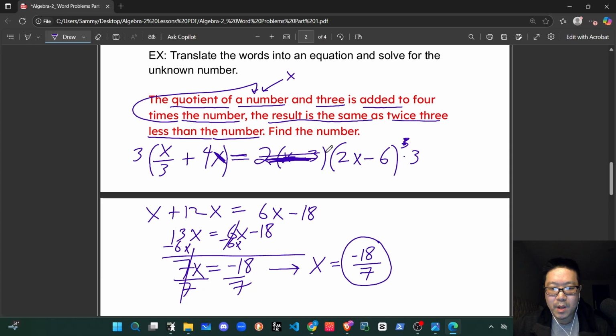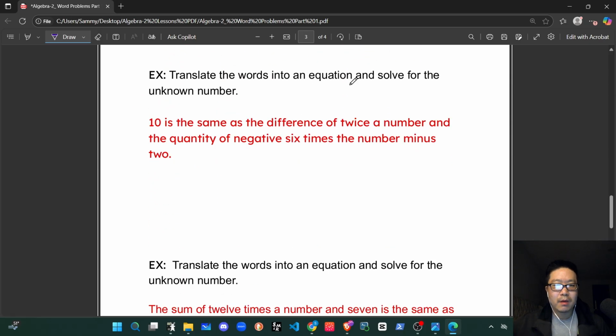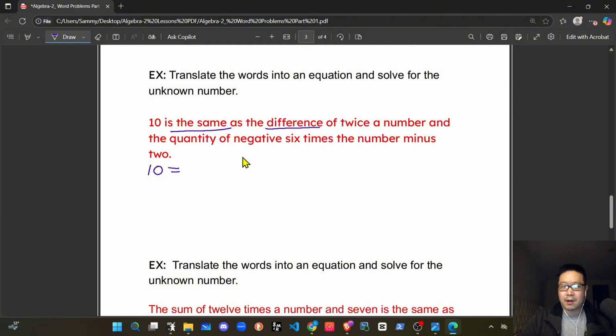All right, let's go over another example. Again, we're just translating words into an equation and solving for the unknown. Here it says 10 is the same as. So right there is pretty self-evident: is the same as means equals. The difference of twice a number and the quantity of negative 6 times the number minus 2. On the right side, we're going to have a difference, meaning something is being subtracted from something else.